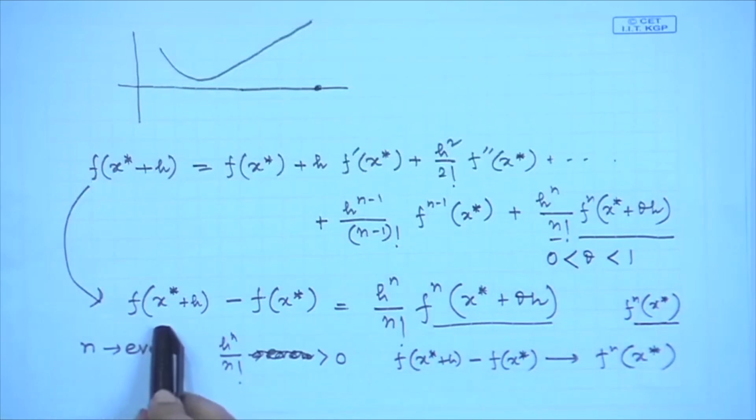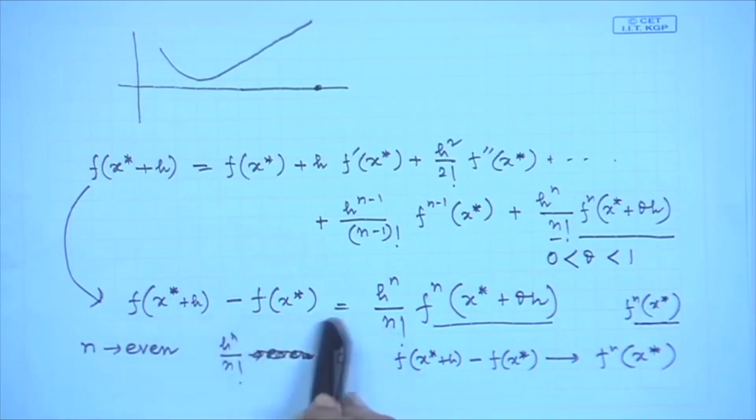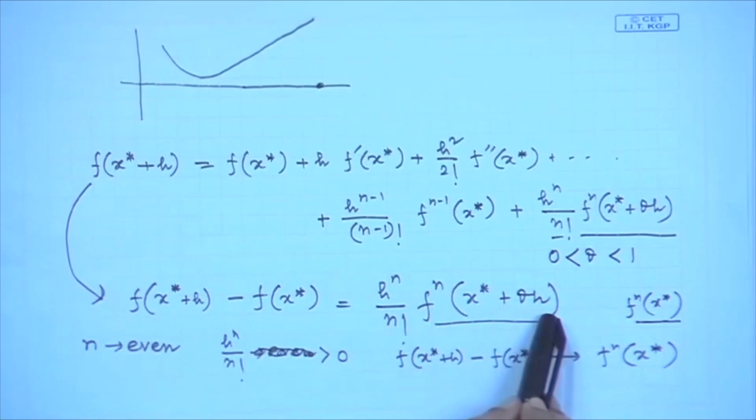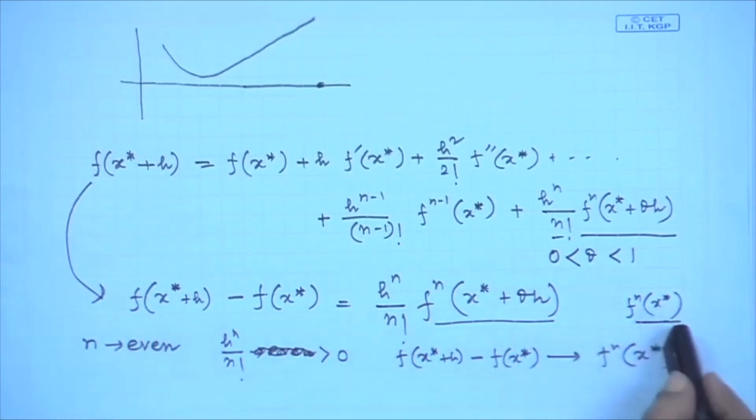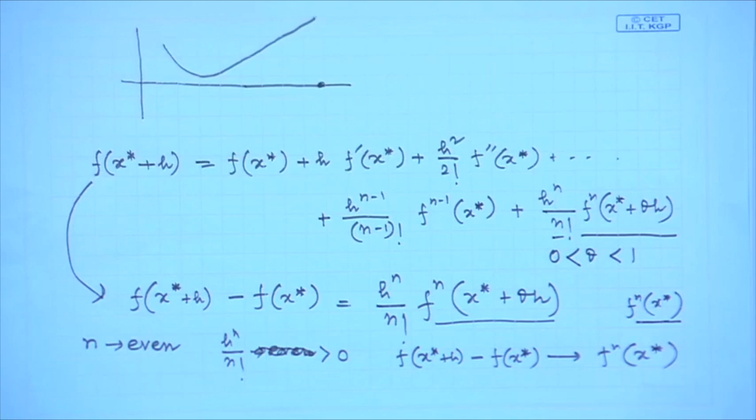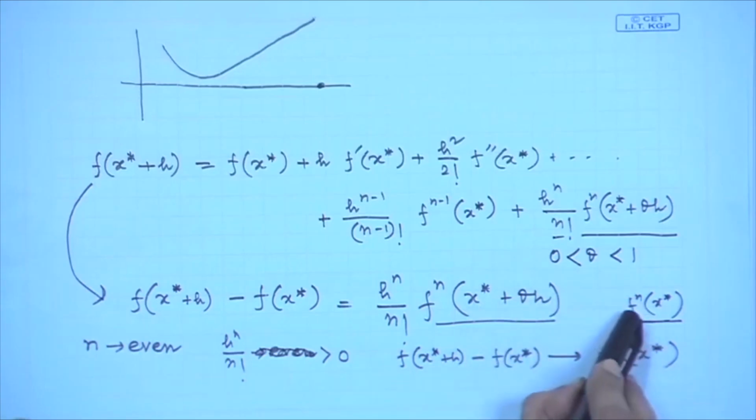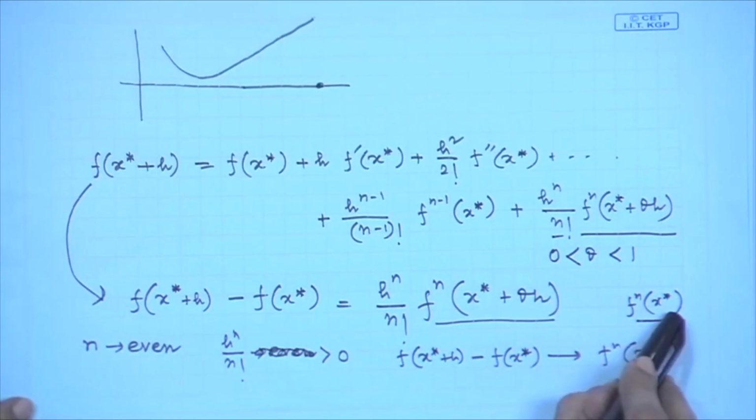Now you see what we are getting from the Taylor series: f x star plus h minus f x star is equal to h to the power n by n factorial times f n of x star plus theta h. Now it is given that f n x star is non-zero, and whatever sign f n x star has, f n of x star plus theta h will have the same sign, because theta is very small from 0 to 1 and h is also very small. That is why if we look at the sign of f n x star, from there we can conclude whether at x star we are having the minimum or not.